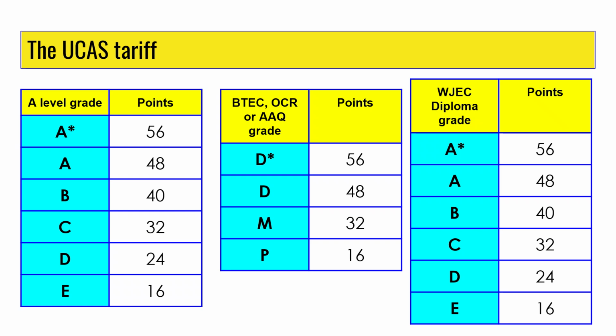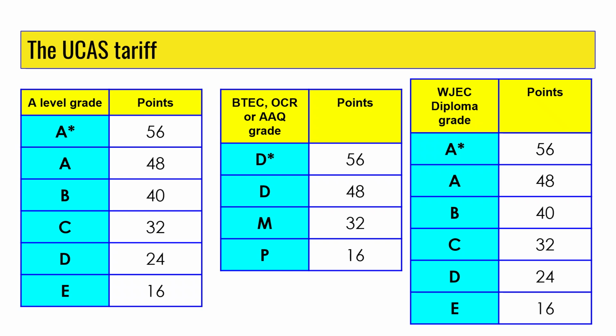So, looking at some of the popular qualifications, you can see that each grade is allocated a set number of points. So A levels from 56 to an A star, down to 16 for an E. If you're doing something like a BTEC National Extended Certificate or a similar qualification for OCR, or maybe one of the BTEC or OCR AAQ qualifications that are graded pass merit distinction. Again, as you can see here, a distinction star for UCAS is treated the same way as an A star, a distinction the same way as an A grade, a merit for a C, and a pass is an E grade.